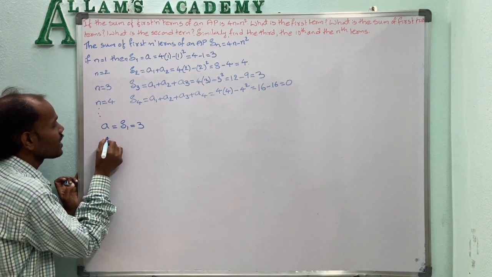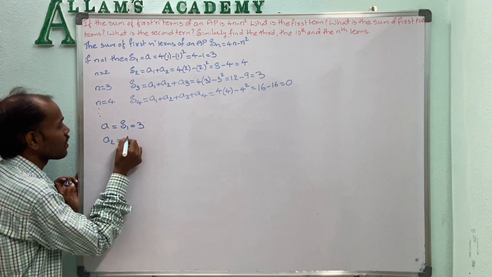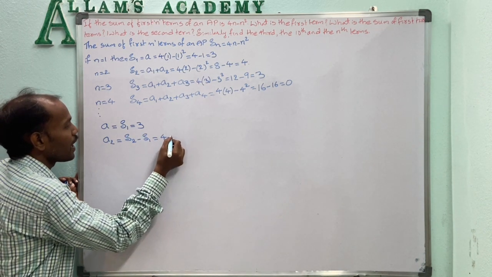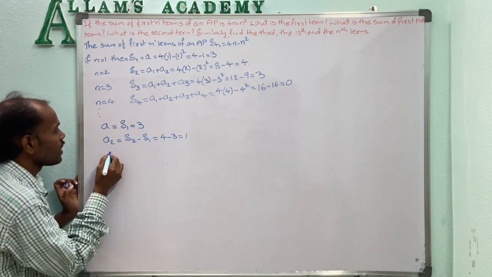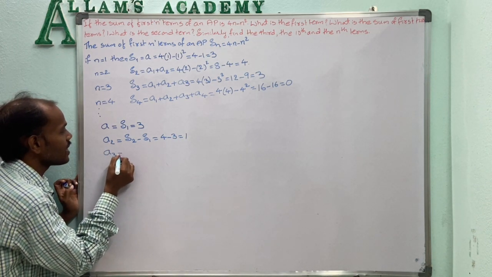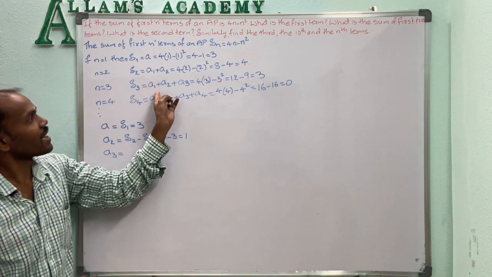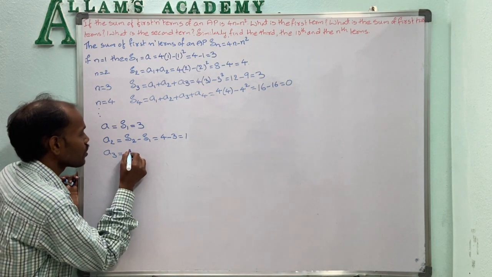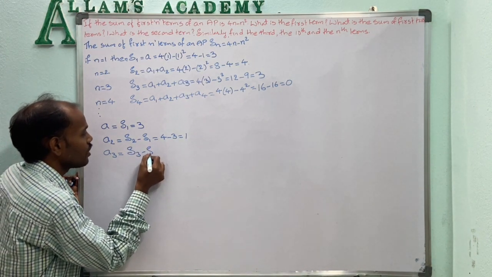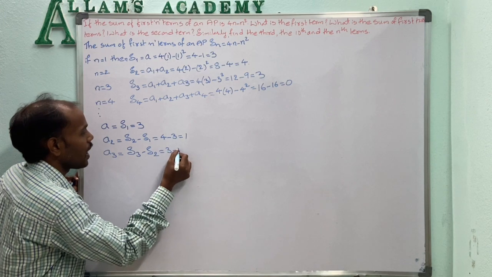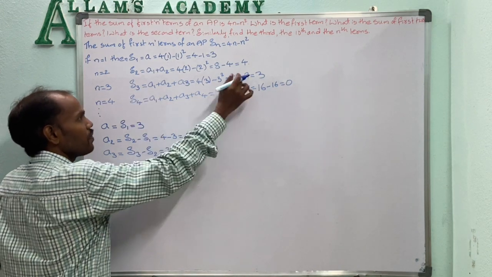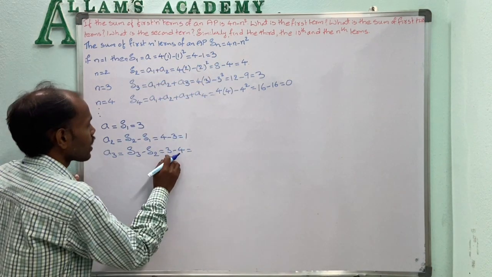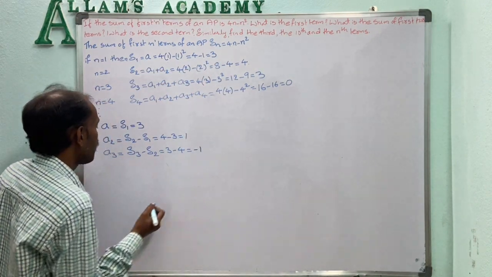So here the first term A1 is equal to S1, that is 3, and the second term A2 is equal to S2 minus S1, that is 4 minus 3 equal to 1. Now the third term A3 is similarly S3 minus S2, that is 3 minus 4. The sum of first three terms is 3, the sum of first two terms is 4. So 3 minus 4 equal to minus 1.